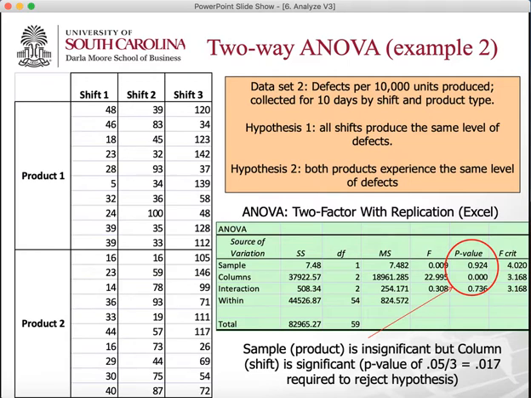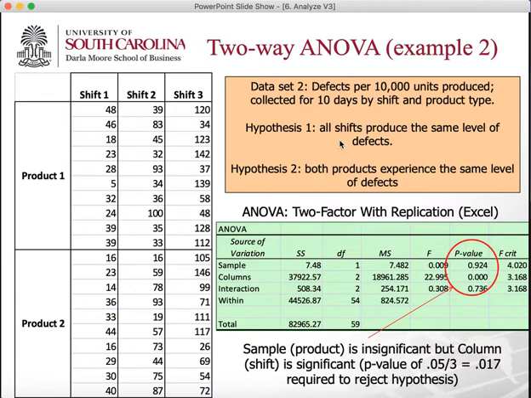Yes, exactly that. I know you said it. I can hear you. Columns, I can reject. And what are the columns? Shifts. Columns are shifts. So I can reject the first hypothesis: all shifts produce the same level of defects. Right? This is my null hypothesis number 1.